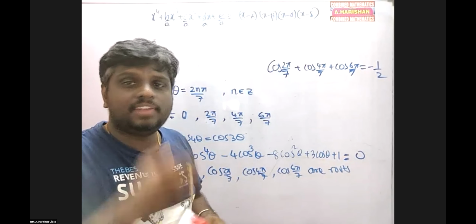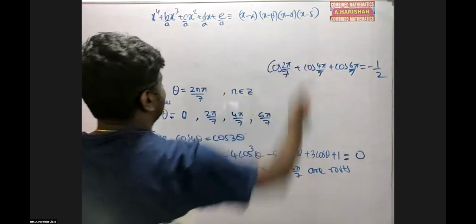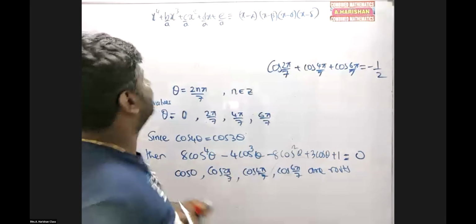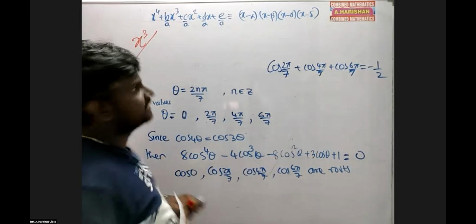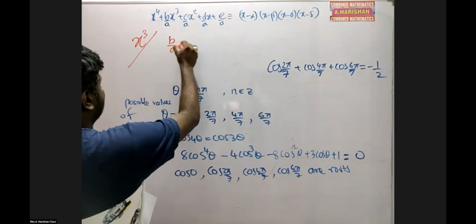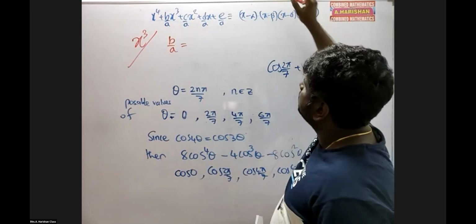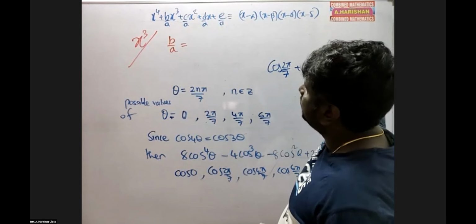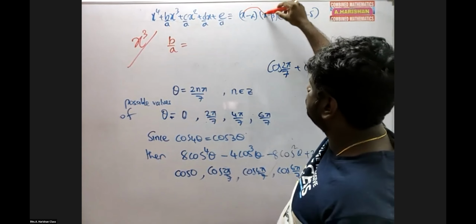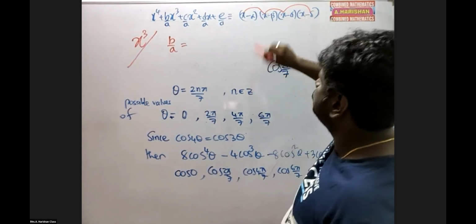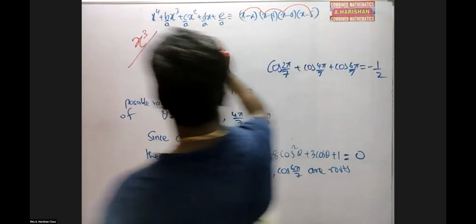Then what is alpha plus beta plus gamma plus delta? How do you get that? By equating x cube, will you be able to get that one? Say here, b over a. Here, how to get the x cube? So x cube is this into this into this into this number. So x minus delta.